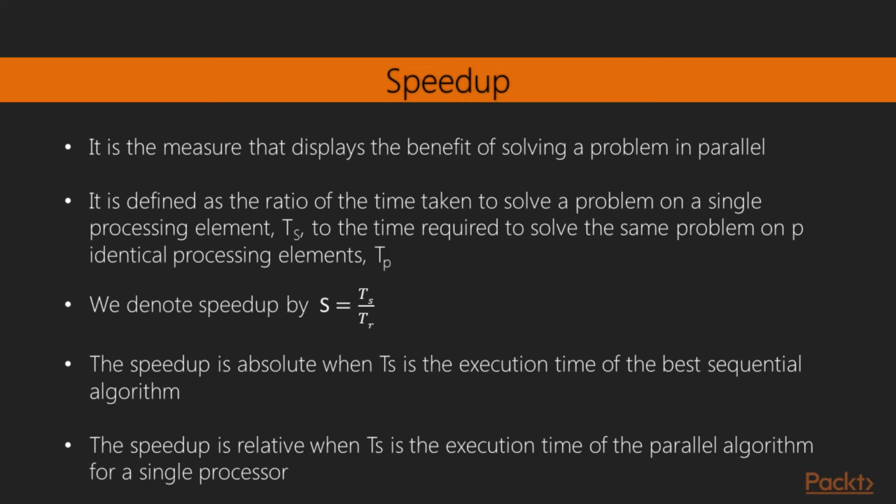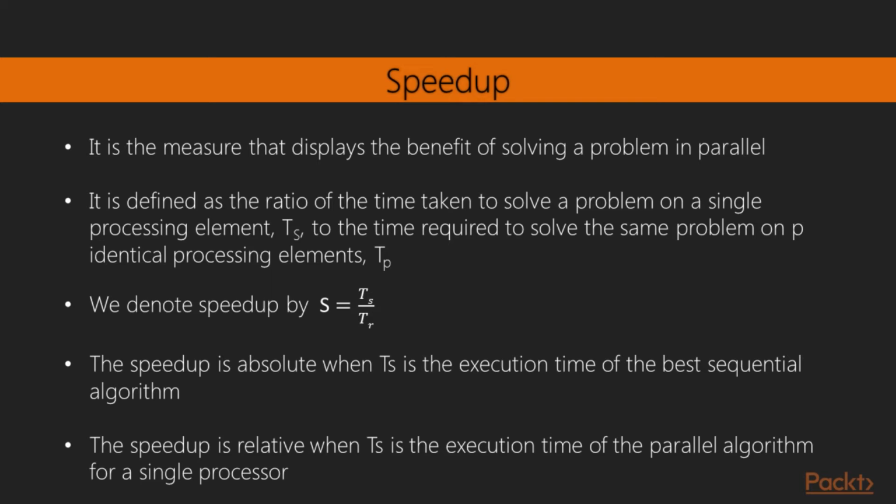Speedup is the measure that displays the benefit of solving a problem in parallel. It's defined as the ratio of the time taken to solve a problem on a single processing element, TS, to the time required to solve the same problem on P identical processing elements, TP. We denote speedup by this formula. We have a linear speedup, where if S equals P, it means that the speed of execution increases with the number of processors. Of course, this is an ideal case.